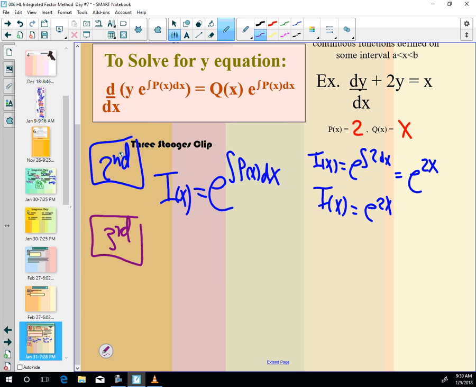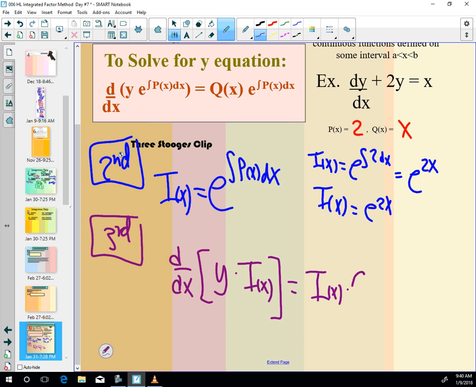We're going to use this lovely formula, which is d/dx of y times, now you don't know, well you do know this, this is I of x, equals I Q. I of x times q of x.